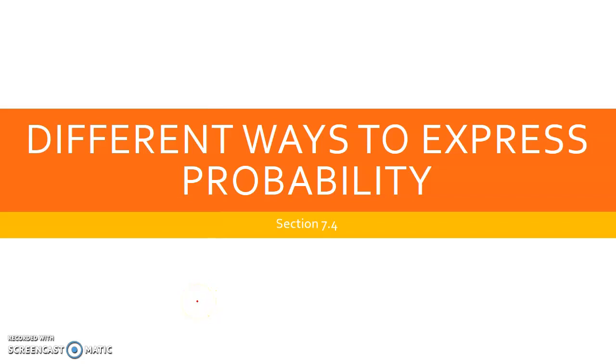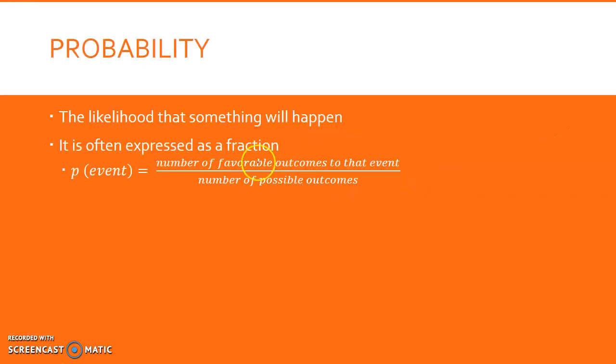Hello, grade 7s. This week we are going to be focused on probability and the different ways to express probability. This is found in section 7.4 in your textbook. As we go through these examples, you'll want to have a pencil and a paper and a calculator by your side. So first of all, let's talk about what probability is.